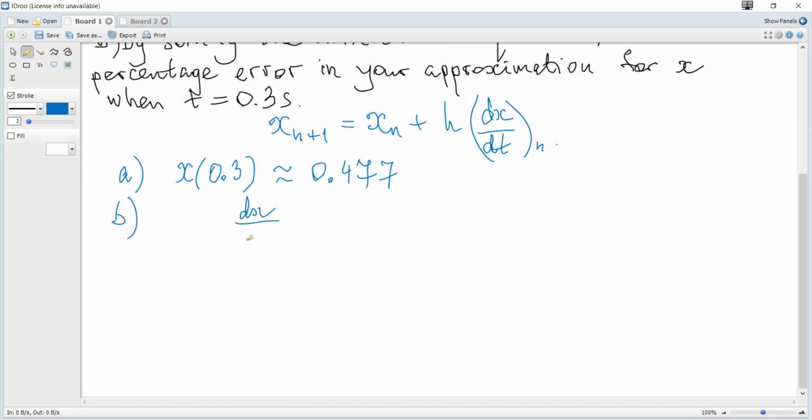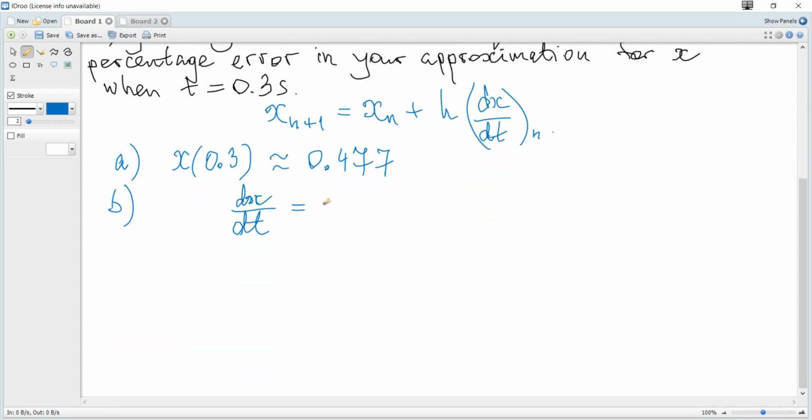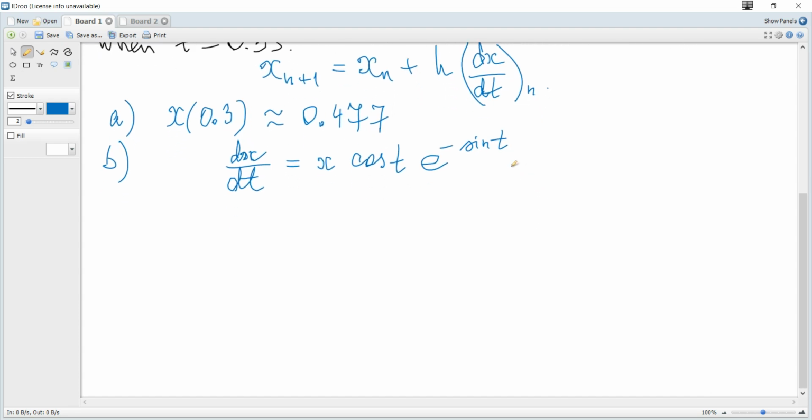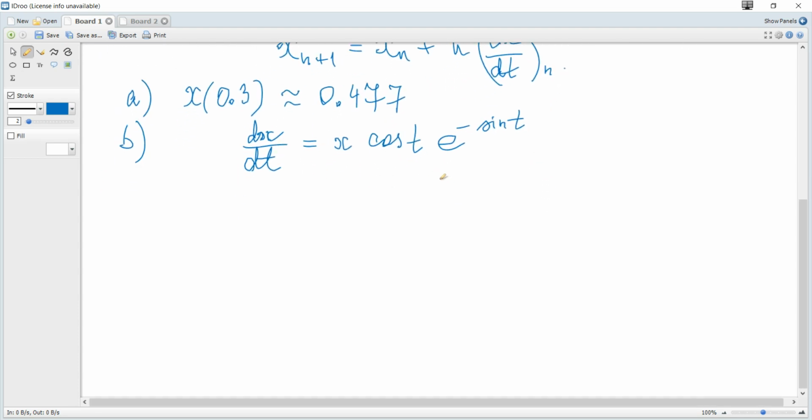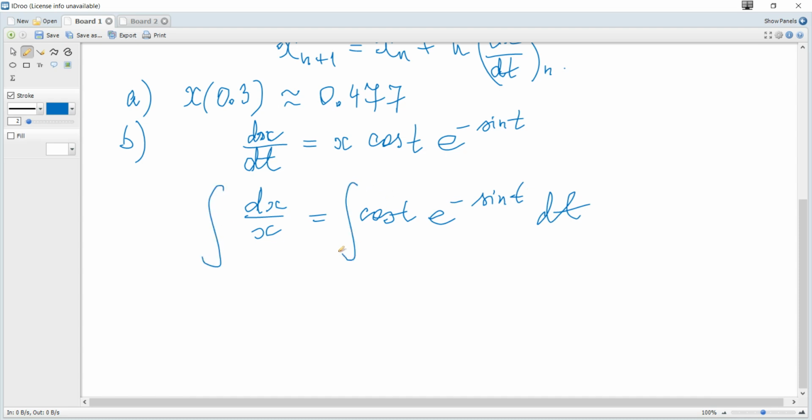Let's rewrite it. It looks like dx over dt is equal to x cos of t e to the power of negative sine of t, and we can solve it by separating variables. We move everything with x, for example, to the left, with t to the right. So it becomes dx over x, dividing both sides by x, equals cosine of t e to the power of negative sine of t dt. And then we integrate both sides.